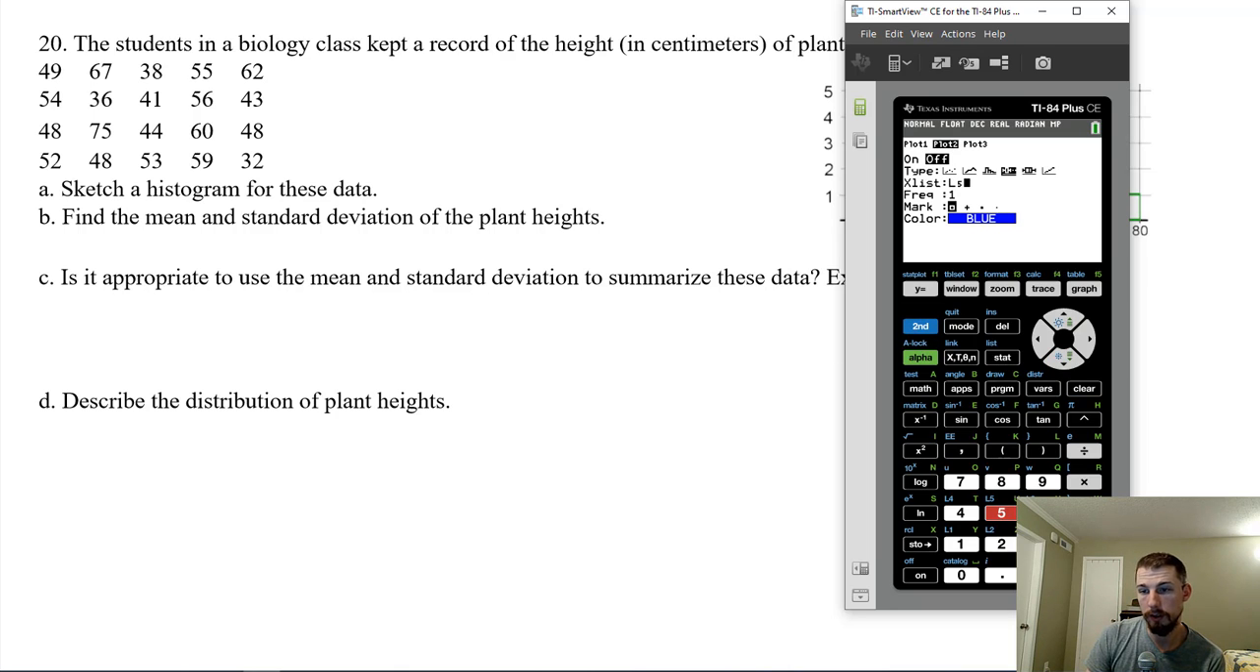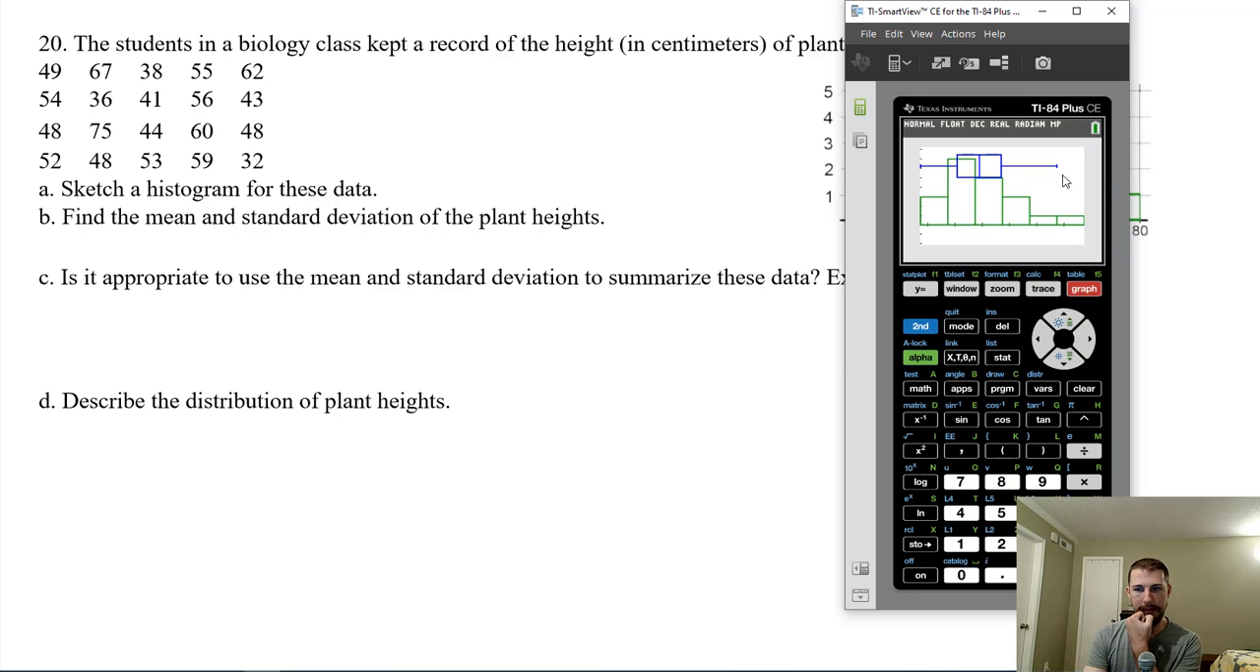And it'll calculate the fences for you, which is nice. Oh, you actually have to turn the plot on. There we go. So it's not actually considered an outlier because otherwise it would have the dot there or whatever mark I chose. But you can see it's skewed to the right because the right whisker is longer than the left whisker as well.